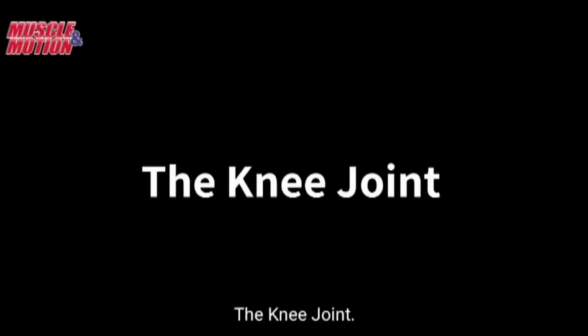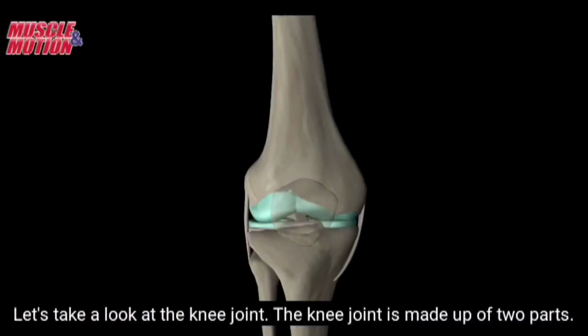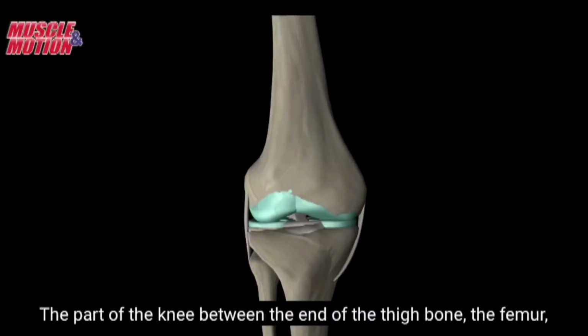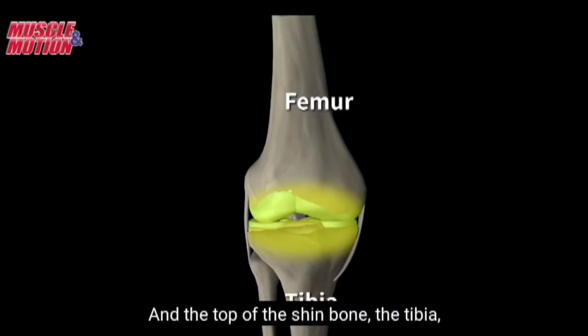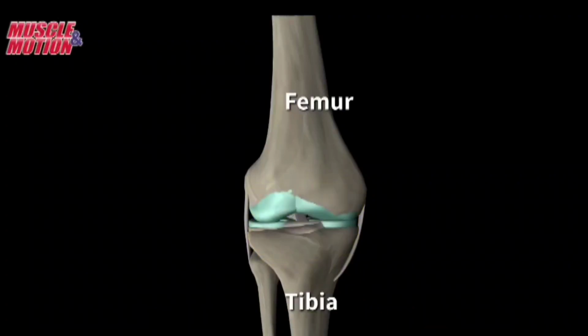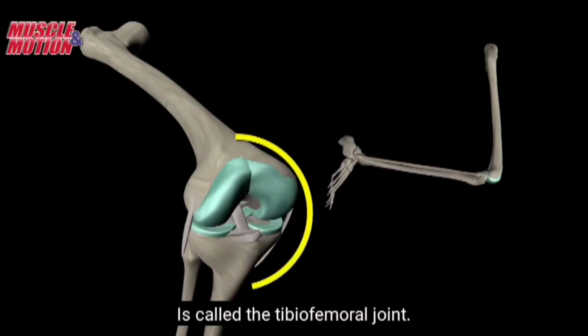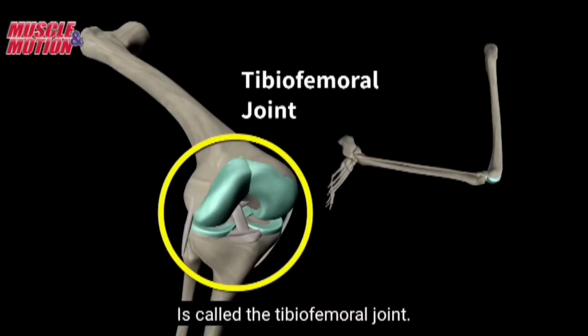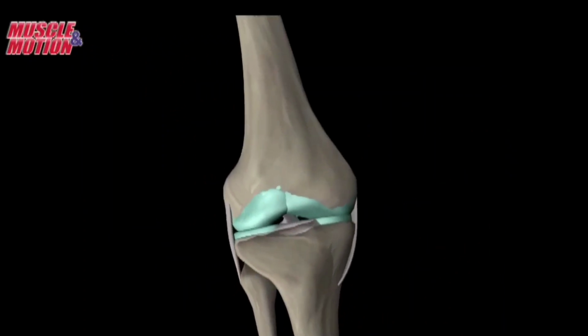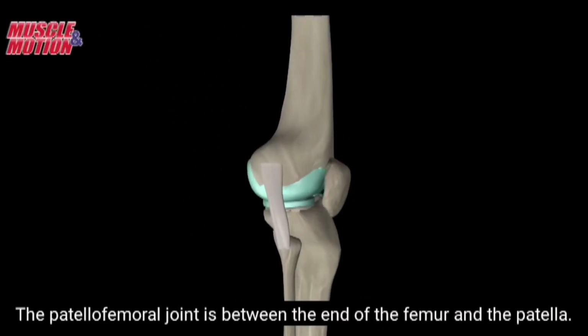The knee joint. Let's take a look at the knee joint. The knee joint is made up of 2 parts. The part of the knee between the end of the thigh bone, the femur, and the top of the shin bone, the tibia, is called the tibiofemoral joint. The patellofemoral joint is between the end of the femur and the patella.